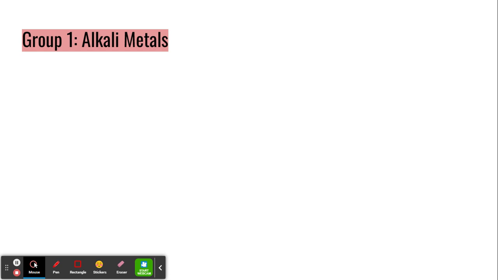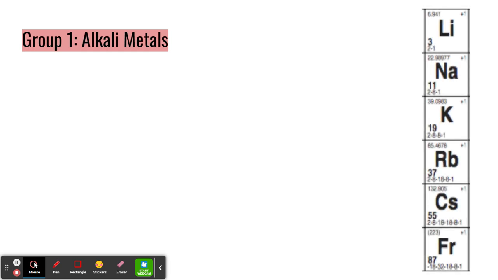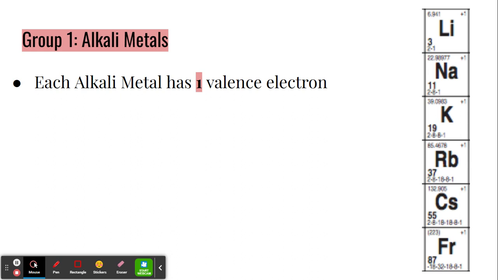The first group on the periodic table, or the leftmost column, are called the alkali metals. These are the alkali metals. It's also important to note that hydrogen is not an alkali metal. It is a nonmetal. Each alkali metal has one valence electron, meaning it has one electron in its outermost principal energy level.